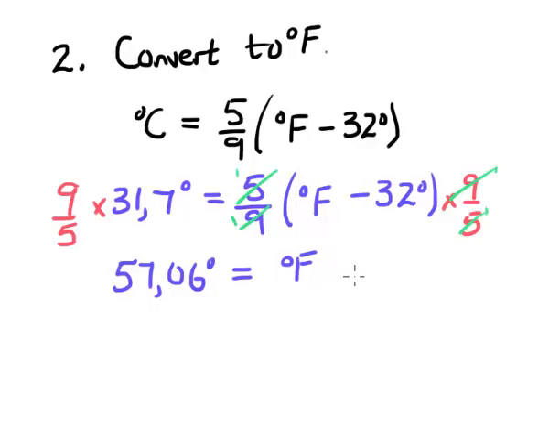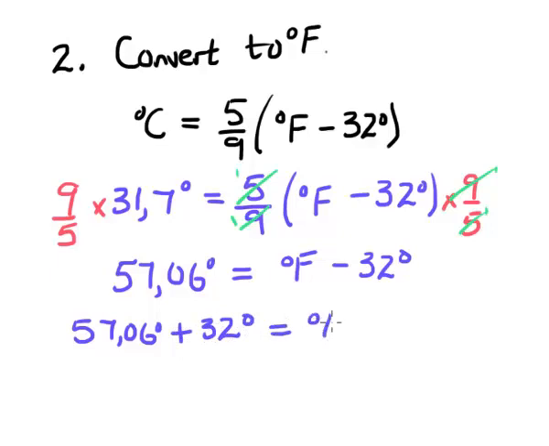Then here we've got degrees Fahrenheit minus 32 degrees. To get rid of our minus 32 degrees, we're going to add 32 degrees. So on this side we get 57.06 plus 32 degrees, and that's going to give us our degrees Fahrenheit.